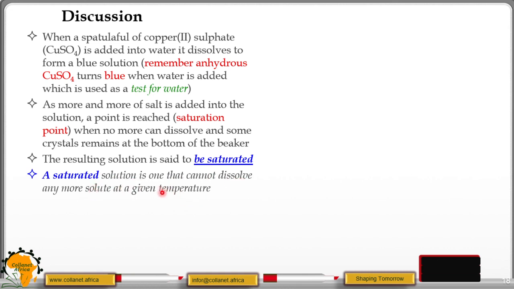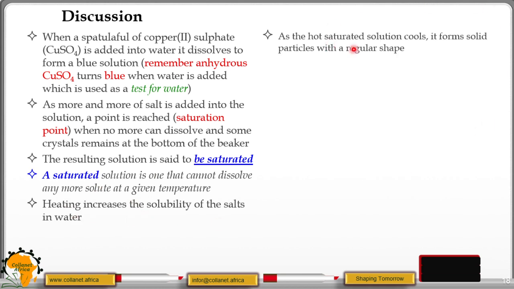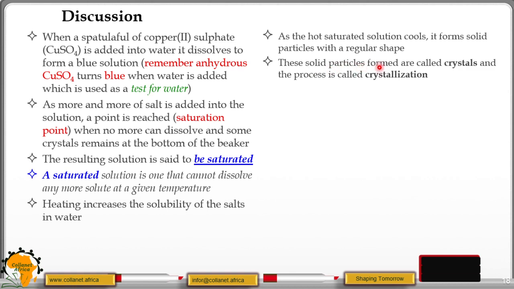We are talking about a given temperature because as you increase the temperature, you increase the solubility. Heating increases the solubility of the salts in water. As the hot saturated solution cools, it forms solid particles with a regular shape. These solid particles formed are called crystals, and the process is referred to as crystallization.